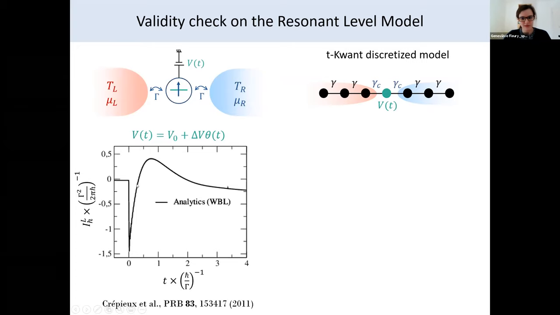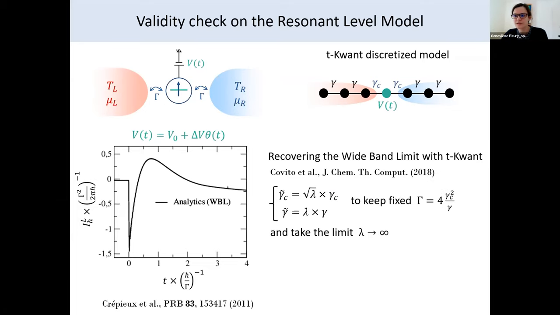So here you see the expected result for the time-dependent heat current in the left lead when V of t is a Heaviside step function. So this result has been calculated with a Keldysh technique, with a non-equilibrium Green's function technique, assuming the wide band limit. So assuming we can neglect the energy dependency of the coupling energy, gamma. But in T-Quant, we solve the full problem. So we take into account this energy dependency.